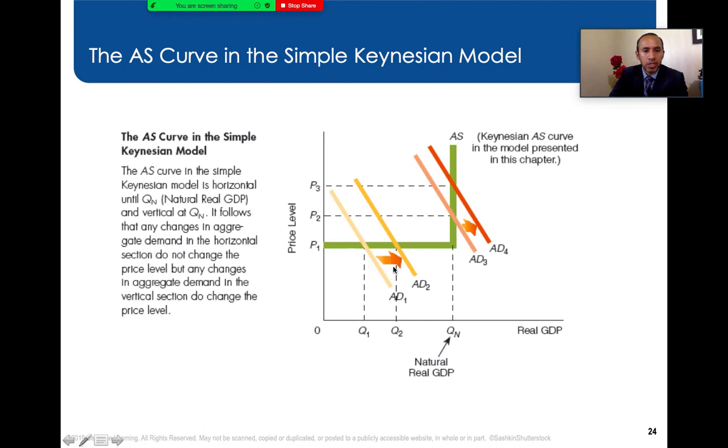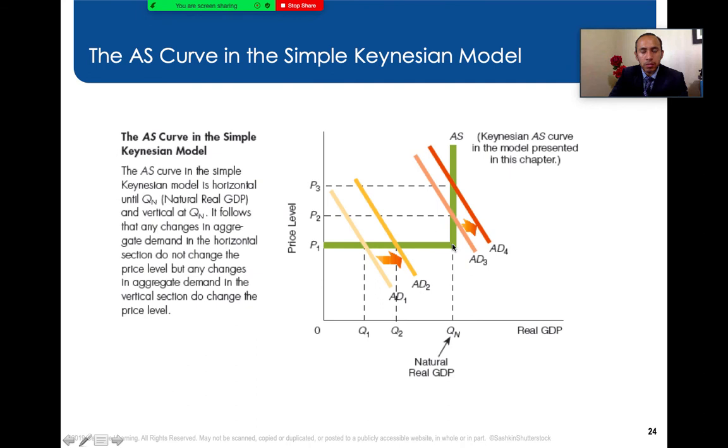So aggregate changes happen in the horizontal section. If the economy is underperforming below natural GDP, and there's a stimulus package or an increase in spending, you can increase aggregate demand and increase output from Q1 to Q2. Output would increase all the way to the natural level of GDP and still maintain the price level constant.